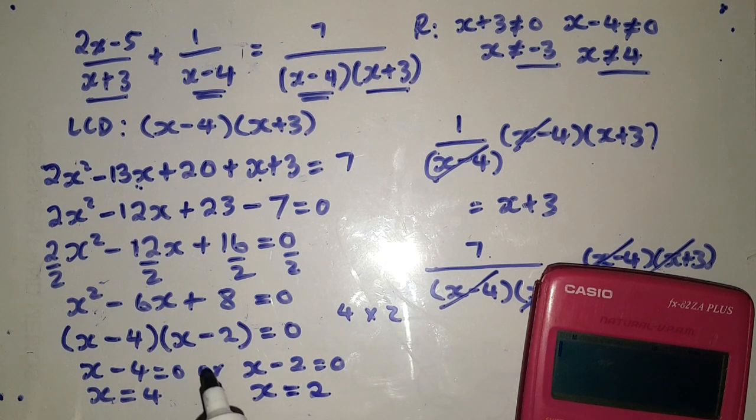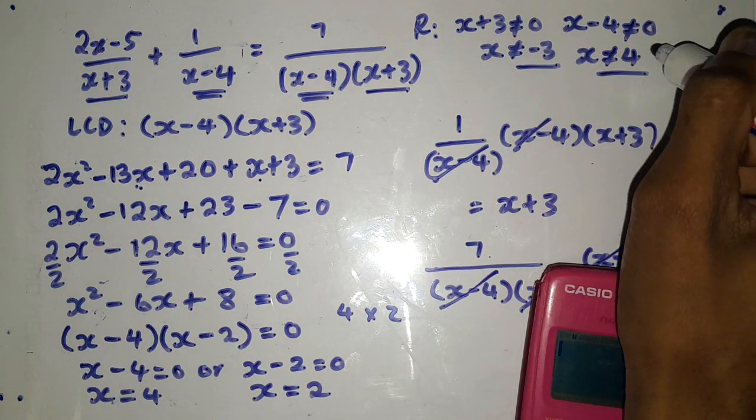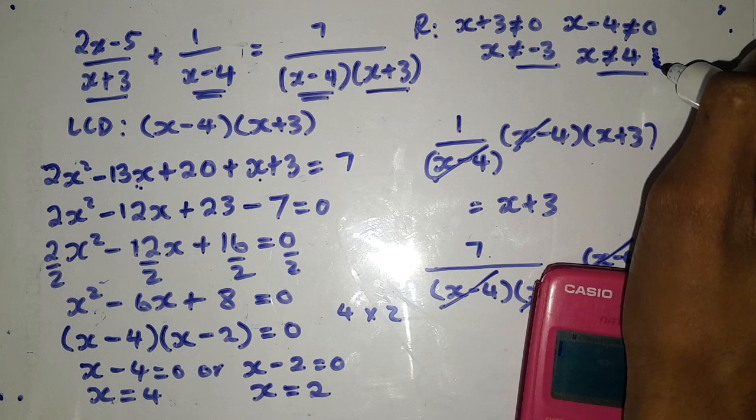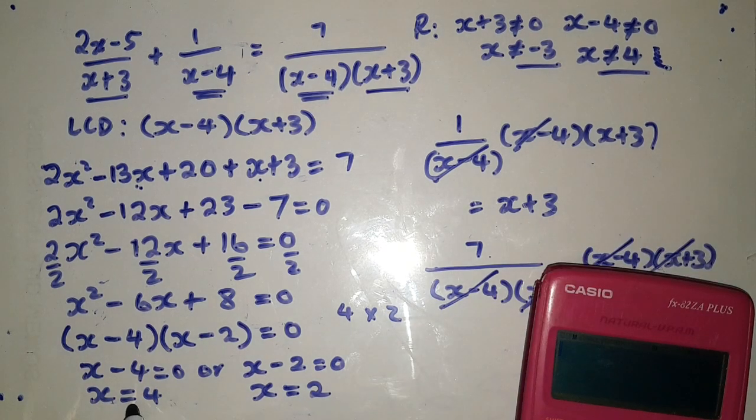Then let me take you back to your restriction. Do you still remember? x should not be 4. You see, it should not be 4, because it's going to make this thing undefined. Then you consider 2 to be our answer. That's it.